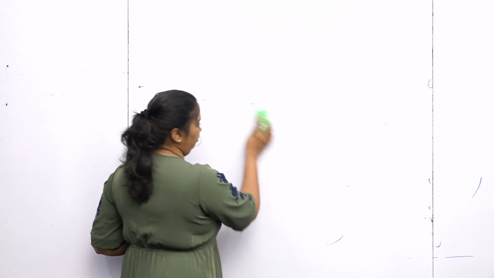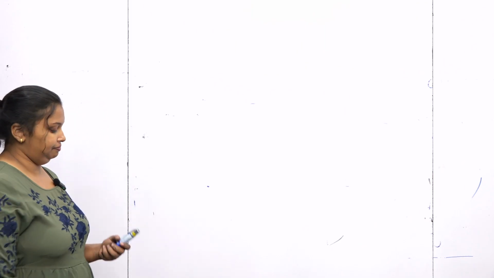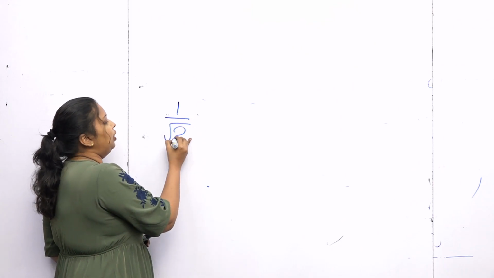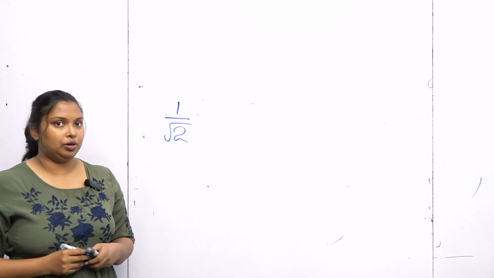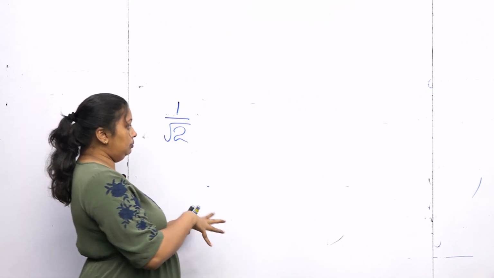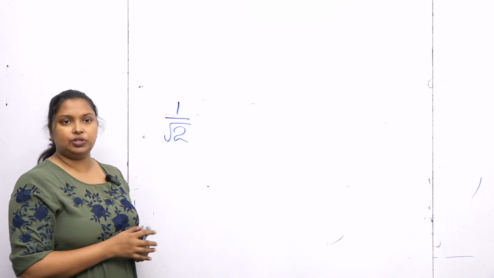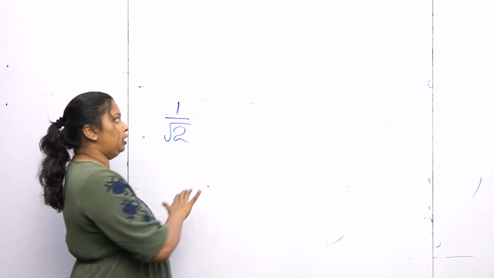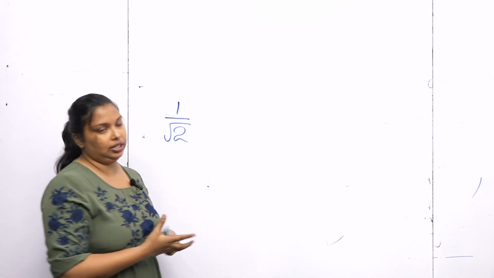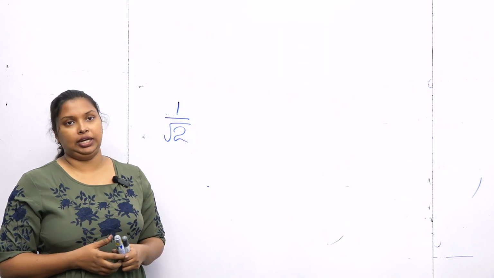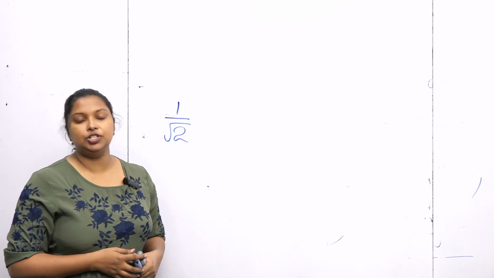These are O-level stuff. I want to teach you something new now. Okay, something new. Look at this. We have a number called 1 over root 2. Usually we don't keep the denominators as irrational numbers. So we can make the denominator rational. We call it rationalizing the denominator.